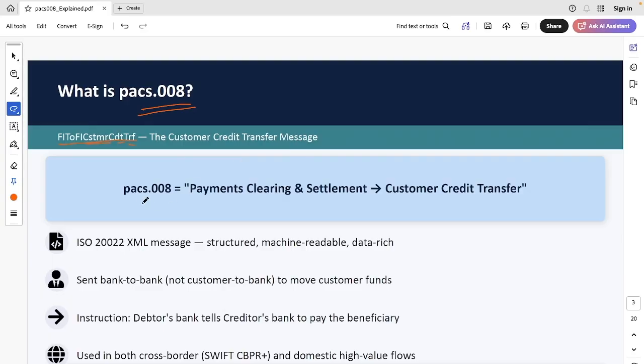Now the word PACS belongs to the payment clearing and settlement message family. The message is written in the XML format, and that is the reason why it is structured and machine readable. A PACS message or instruction is originated at the debtor's bank that tells other banks about the customer payment. PACS messages are used in both cross-border and domestic payment.